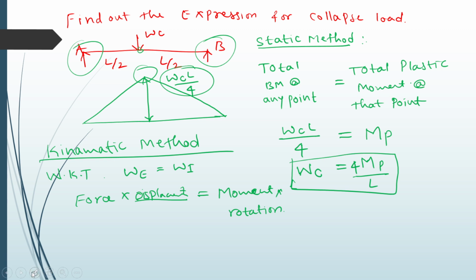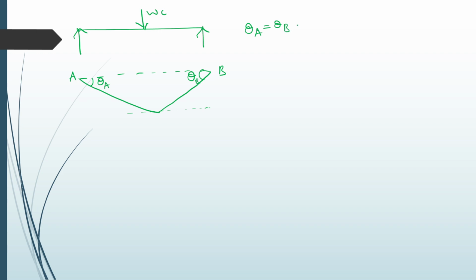In the next slide we can write the loading condition, that is Wc. This is the longitudinal axis. After application of the load, this is the plastic analysis diagram. I want to write the rotations: rotation at point A and rotation at point B, this is the A end, this is the B end. There is no change in theta A and theta B, because the load is acting in the middle, so there is no difference in slopes. So theta A equals theta B equals theta.